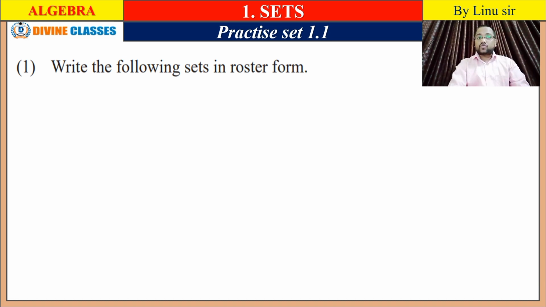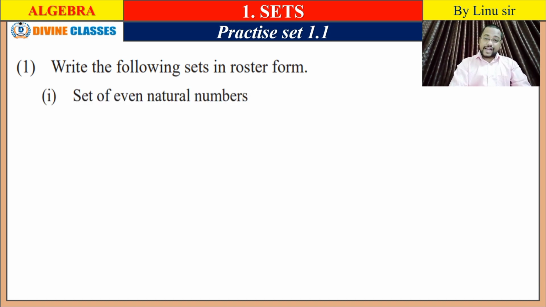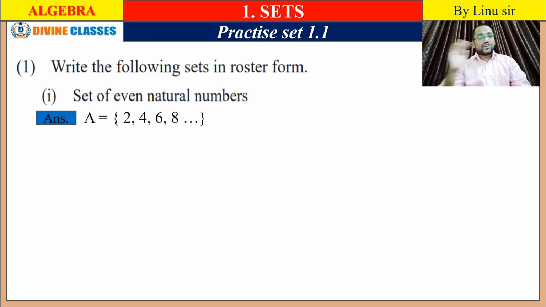So your first question is the set of even natural numbers. We know natural numbers are 1, 2, 3, 4, 5, 6, right? But the extra information given here is even natural numbers. Even natural numbers we already know, that is 2, which comes in the table of 2. So 2, 4, 6, 8, dot dot dot, right? There is no limitation here, so at the end we must write dot dot dot.